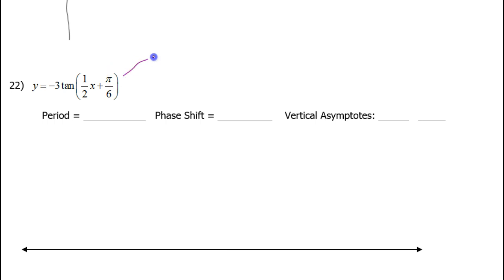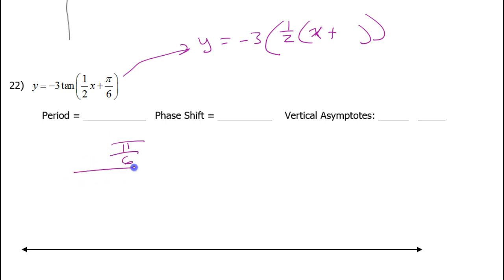Alright, I think before we even get started, I would like to factor out the 1/2. So this would be the same thing as y is equal to -3 times, and I'm going to bring this 1/2 outside of parentheses. Okay? And the way I can bring that 1/2 outside is by dividing everything by 1/2. So I'm going to have x here. Alright, x plus. So the question is, how do I do pi over 6 divided by 1/2?